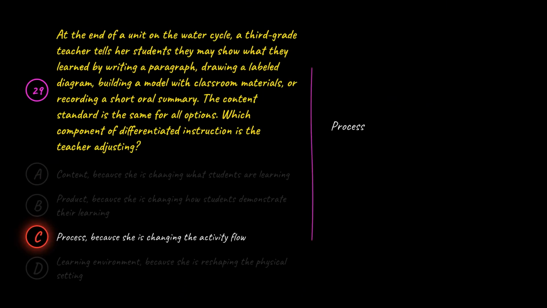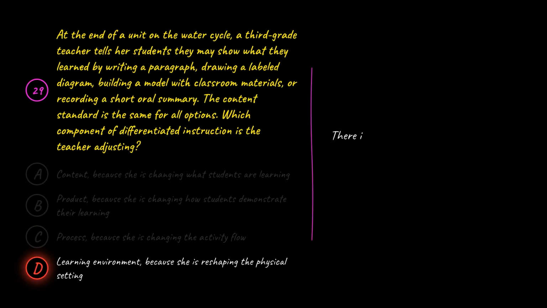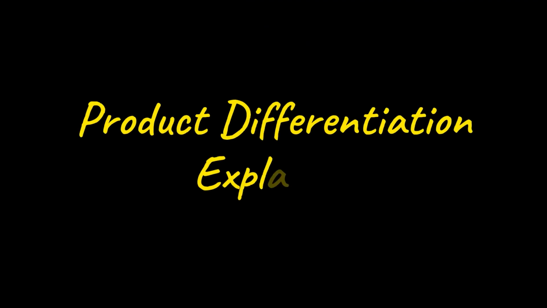C is wrong because process is about how students engage during instruction, not how they show learning afterward. The scenario centers on the final output. D is wrong because there is no change to the physical or emotional setting of the room described. Output choice is unrelated to environment. Product differentiation is one of 4 components of differentiated instruction.